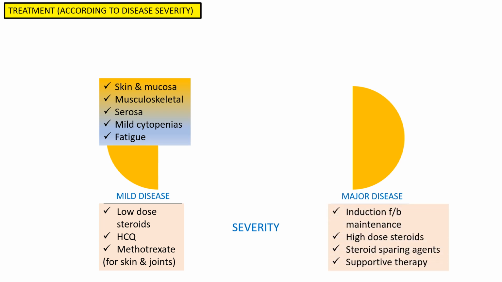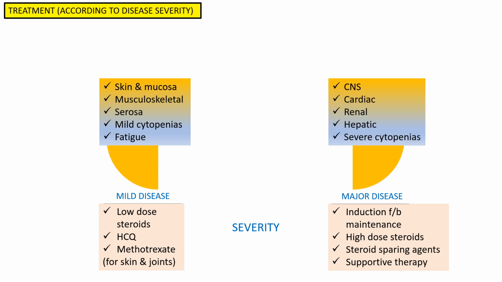Major disease, you have to treat by immunosuppressive drugs, that is, induce remission, maintain remission, give high dose steroids or, if required, steroid sparing agents, and supportive therapy. And these include involvement of the central nervous, the cardiac, renal, hepatic systems and severe cytopenias.